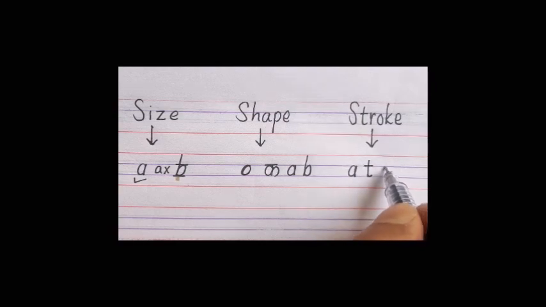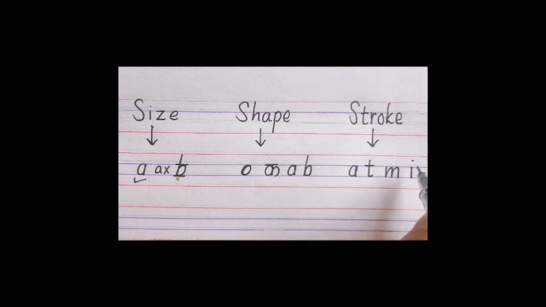So again next letter, let's see, M. Now I am writing M without lifting the pen. This is single stroke letter. And when I write I, then I write once this line and again this point. So this is double stroke letter. This is about size, shape and stroke of the letter.